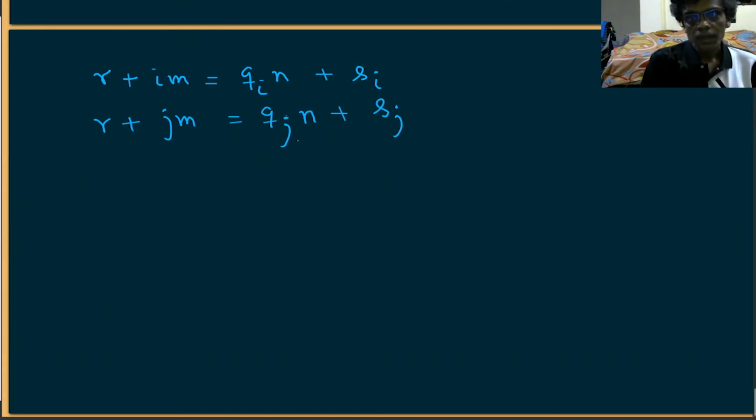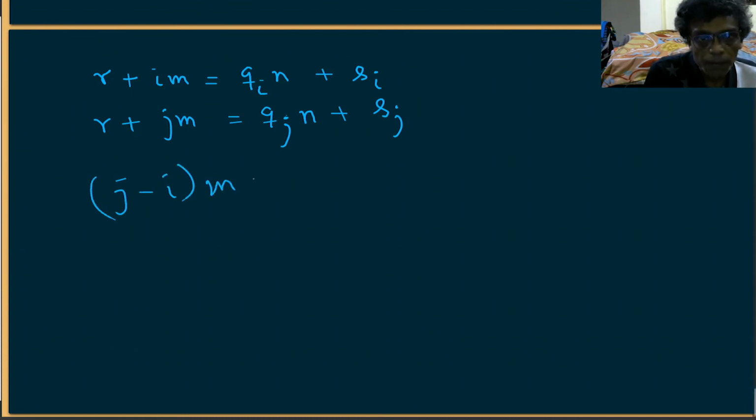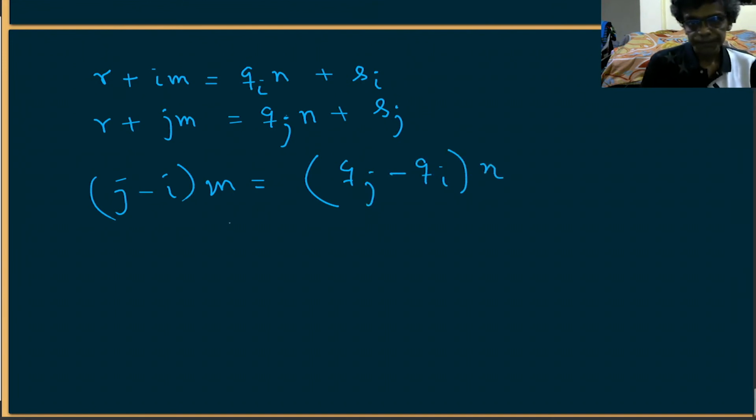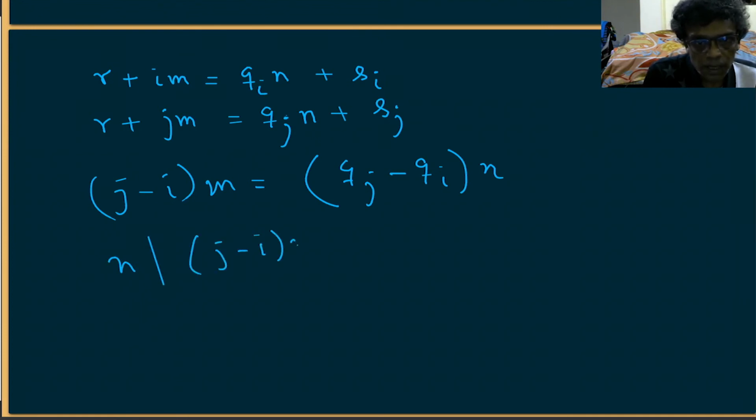Okay. Now, since Si is equal to Sj, if I subtract the first equation from the second, R cancels, likewise Si, Sj cancel. Then I get j minus i times m is equal to Qj minus Qi times n. Right. Now, we are almost done. So, this side is a multiple of n, and therefore this expression is also a multiple of n. So, n divides j minus i times m.